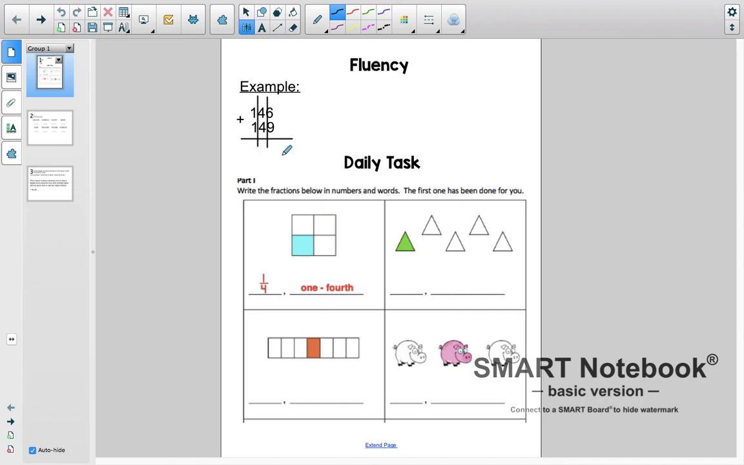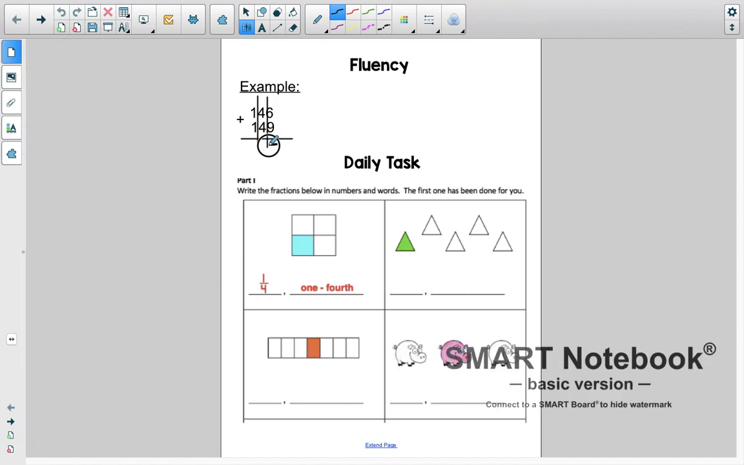What's 6 plus 9? It's 15. So remember, we're going to put the 5 over here, which is in the ones place for 15, and I'm going to bring that 1 on top and carry it. Then I'm going to do the tens part. I'm going to do 4 plus 4, which equals 8, plus 1 equals 9.